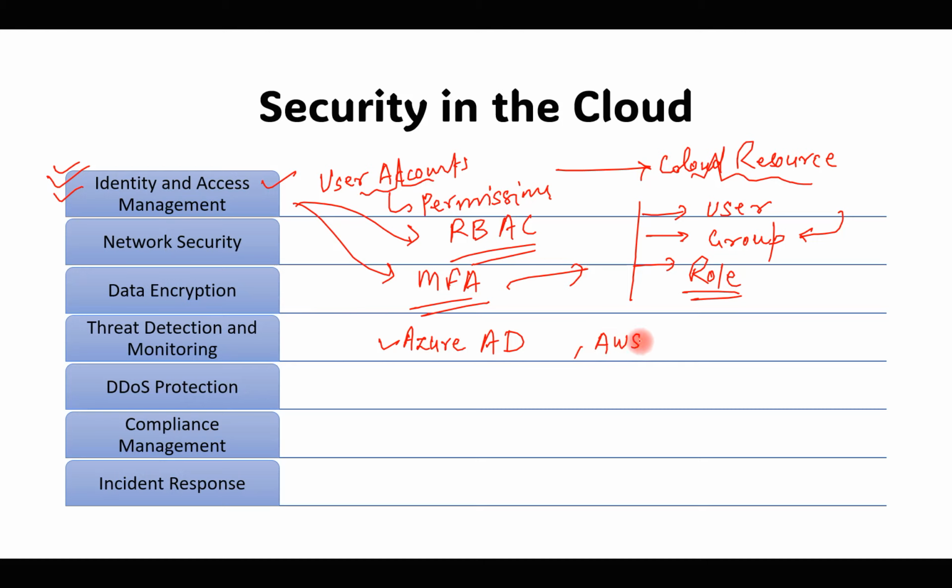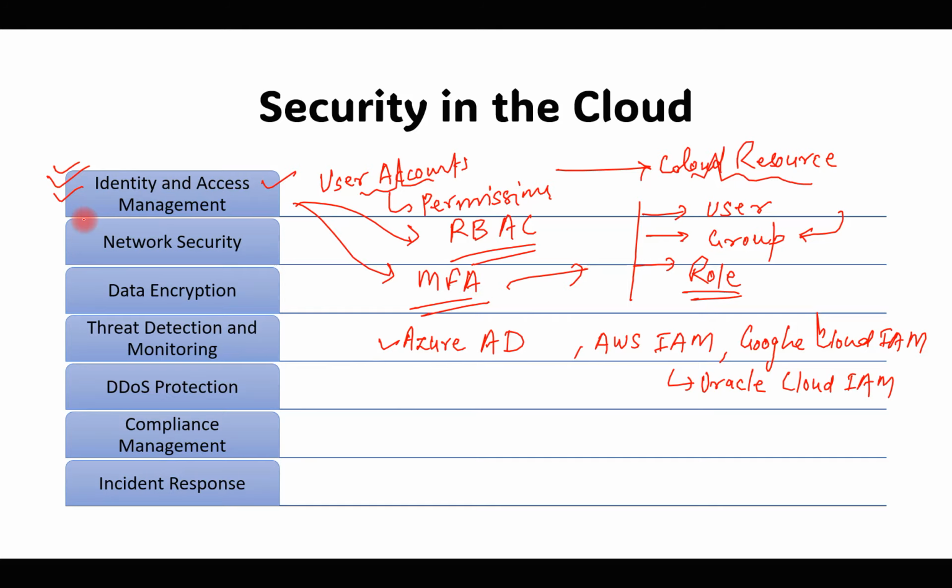If we are talking about AWS, we have the AWS IAM service. If we talk about GCP, then we have Google Cloud IAM, and for OCI, we have Oracle Cloud IAM. So these are the services from different cloud providers for identity and access management.